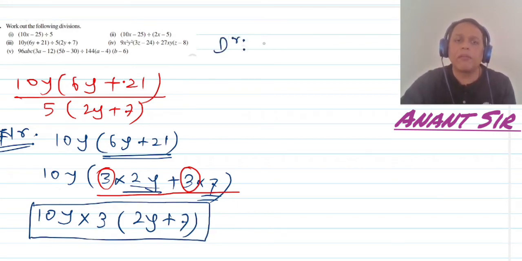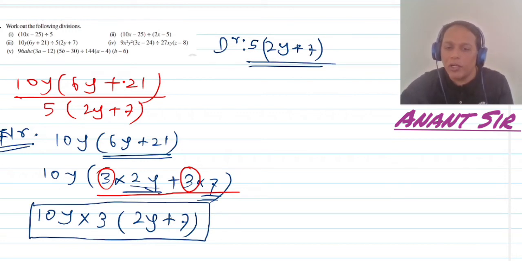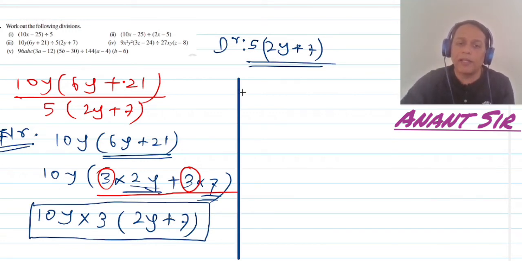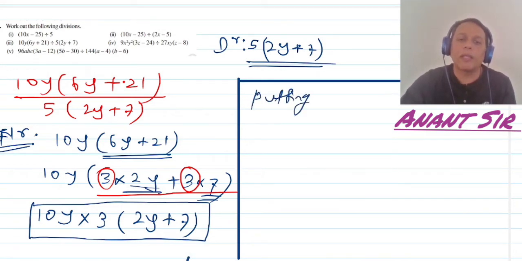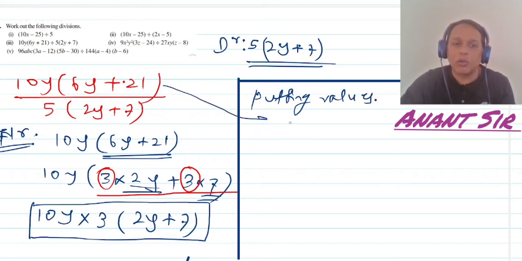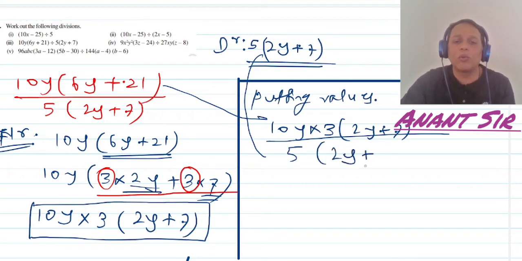Can we simplify the denominator? What was the denominator? It was (2y plus 7) multiplied by 5. We cannot take anything common, right? So now we are going to just put the values. We have already simplified the numerator. The denominator cannot be simplified. So putting values now. This was the question. What was the answer of that numerator? 10y into 3 multiplied by (2y plus 7), divided by the denominator, 5 into (2y plus 7).